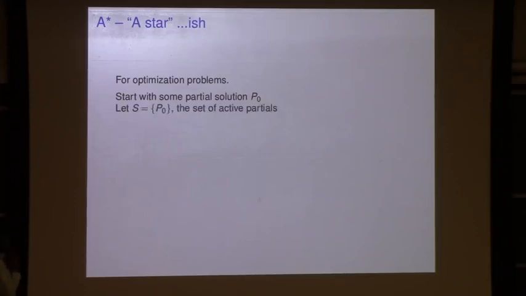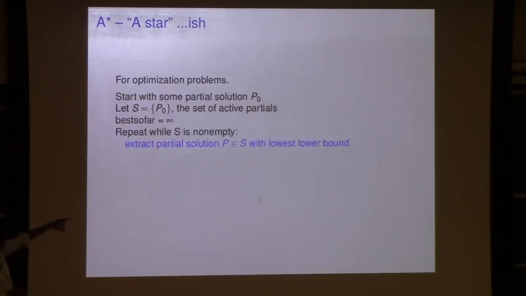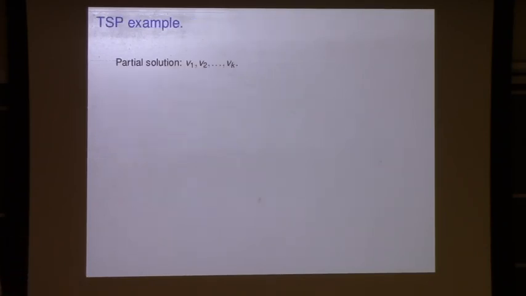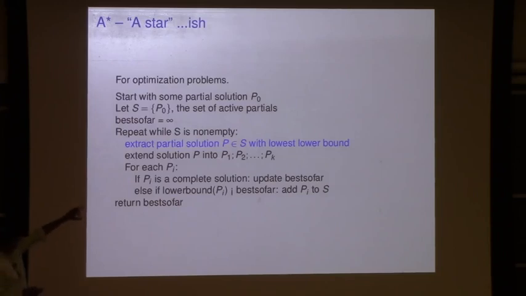Let S be the set of active partial solutions, best so far, repeat: extract the partial solution with the lowest lower bound. It's exactly the same thing as before. Then you extend the solution to the rest, and it's all the same. All I'm saying is you order which ones to explore by which ones are the most promising.